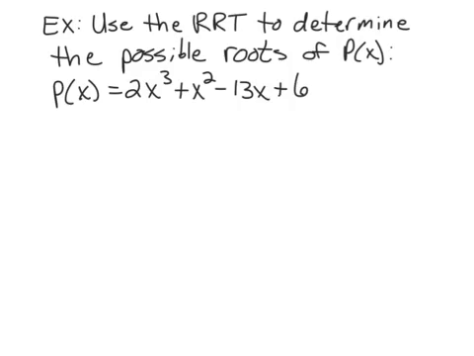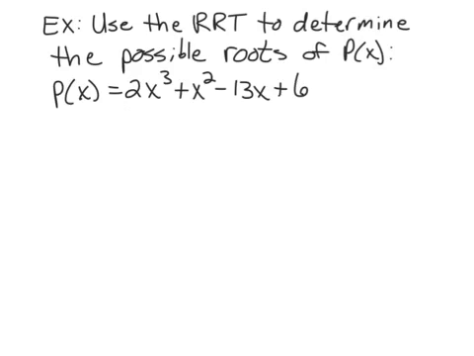Alright, so here's what we're going to do. We're going to use the rational root theorem to determine the possible roots of p of x. So we're just going to create a list of possible roots. They won't all work, but we're just going to generate a list. So here's my function. I have 2x cubed plus x squared minus 13x plus 6. It's in standard form. I have my constant term, and I have my leading coefficient.